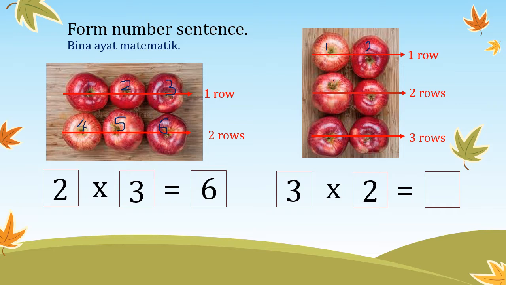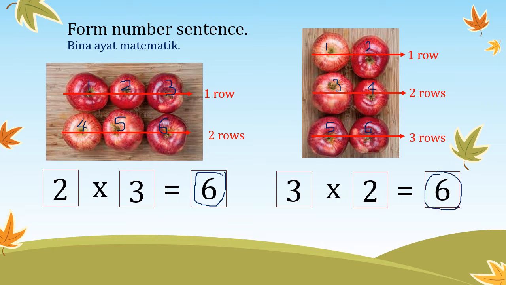1, 2, 3, 4, 5, 6. Okay, we have 6 objects altogether. Okay, write 6 as the equal to 6. Okay, 3 times 2 is equal to 6 is the number sentence for this picture. Okay, now let's look at the product. Ya, product. Ini adalah produk. Hasil darab. Sama kan? 6.